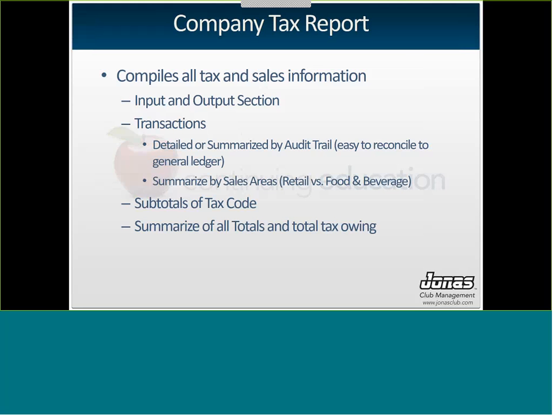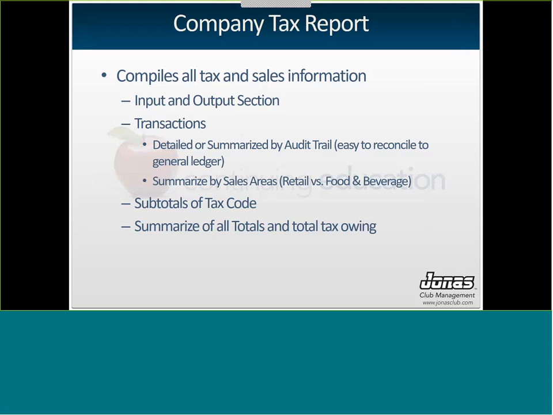So once you have all of your tax codes attached to your payables as well as your sales, at the end of the period, you'll want to run the company tax report. So this is a report that compiles all of your tax and your sales information to be used as backup when you do your tax remittance to the government. So it gives you an input and an output section, so what's coming into the club that's taxable and what the club should be paid out as taxable.